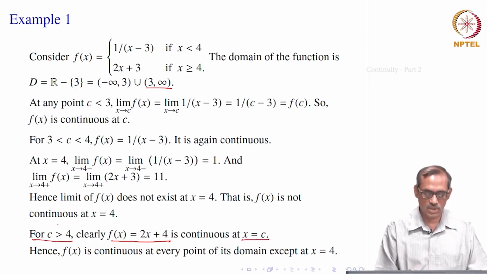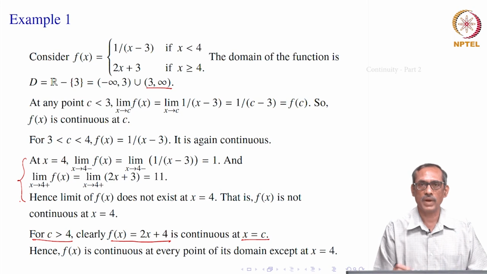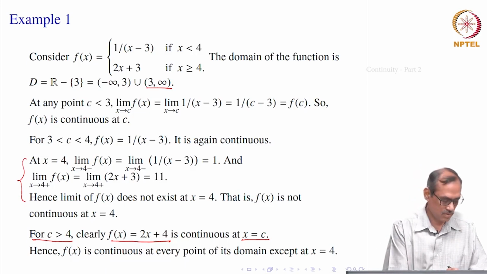Therefore, it is continuous at x equal to c. So, in summary, what we see here is that f(x) is continuous at every point of its domain except at x equal to 4, where the limit of the function does not exist. Is that clear? I think this is an exhaustive example which gives all kinds of things possible here. Okay, let us go to second example.